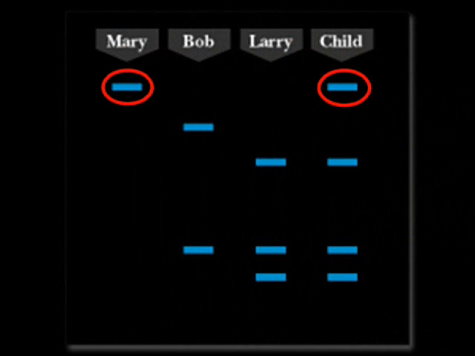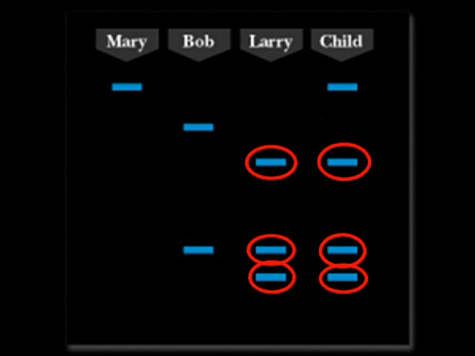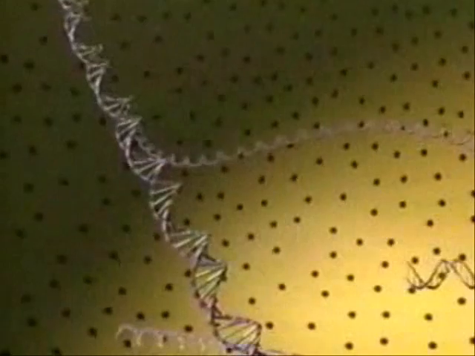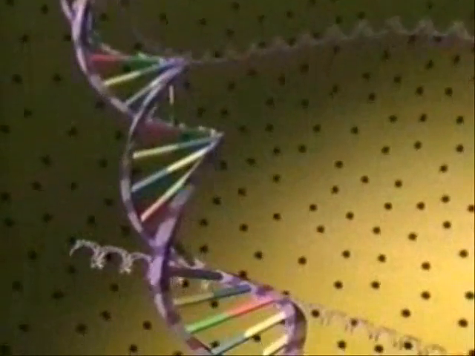The mother has a common band with the child. Bob has one band in common with the child and another band not shared by the child. All 3 of Larry's bands are shared by the child. This evidence suggests that Larry is the father of the child. Now, you hopefully understand some of the science behind DNA testing.